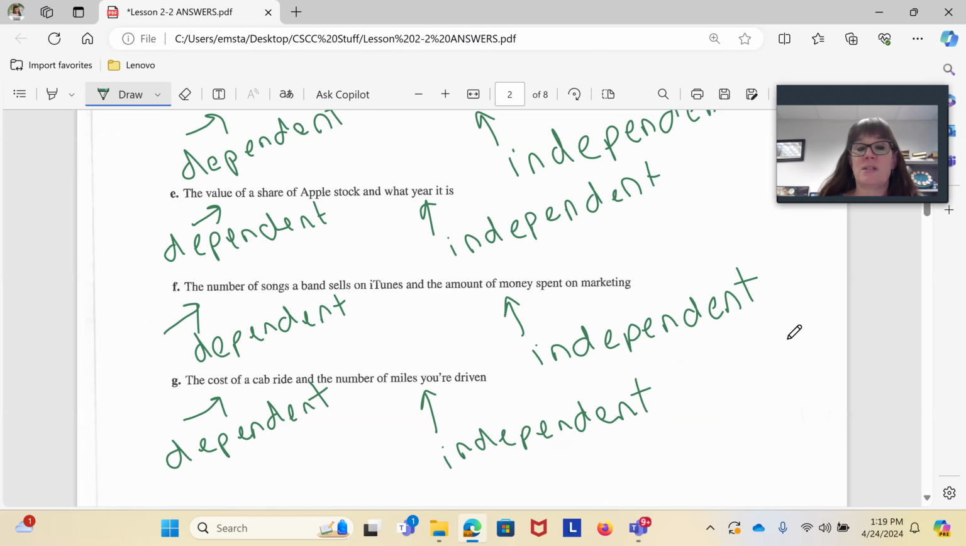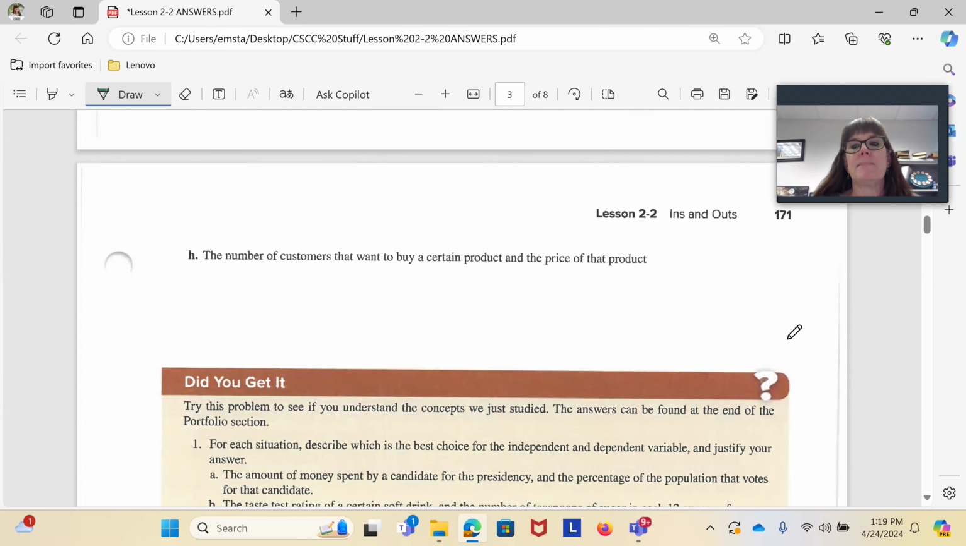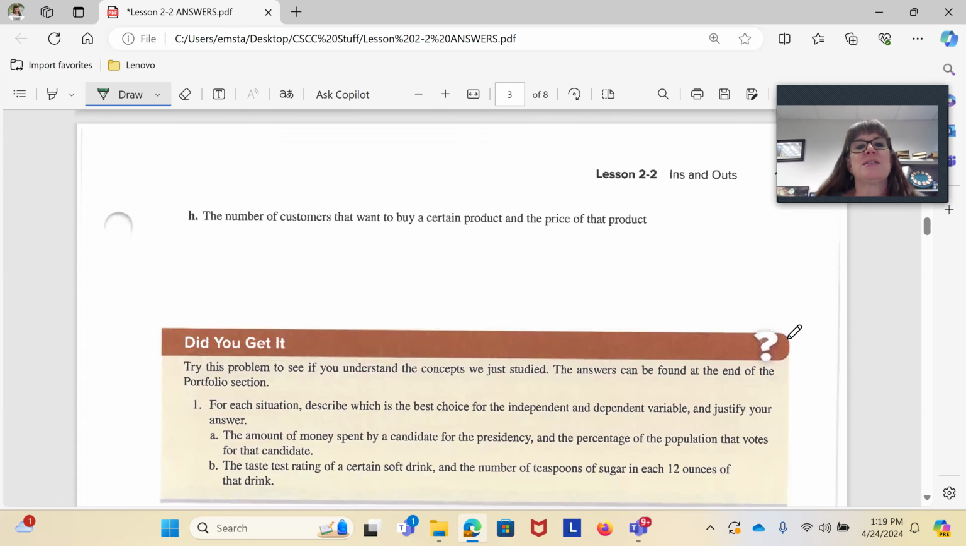We've got one more on the top of page 171. This one says the number of customers that want to buy a certain product and the price of the product. So again, let's read our sentences both ways. Does the number of customers who want to buy a product depend on the price of the product? Or does the price of the product depend on the number of customers who want to buy it?